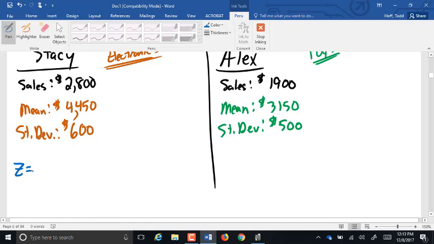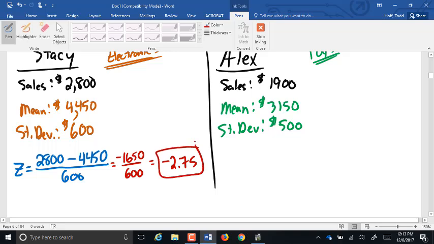Let's take a peek here now. Z-score for Stacy. The sales, 2,800, minus the mean of 4,450, and that'll be divided by 600. So we subtract, that is a negative 1,650. Divide that by 600 is negative 2.75. It's negative, which means they are below the mean. 2.75 standard deviations below the mean. Maybe not looking so good for Stacy.